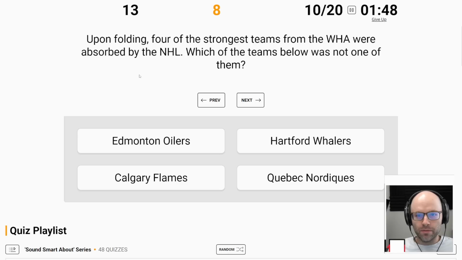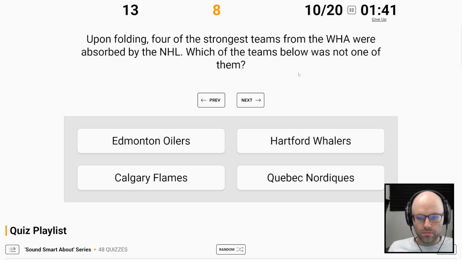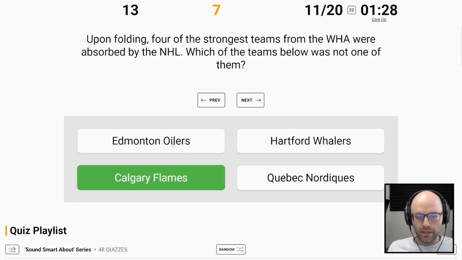4 of the strongest teams from the WHA were absorbed by the NHL. Which of the teams below was not one of them? That's a great question. I honestly have no idea. It must have been Calgary because they came from Atlanta later.